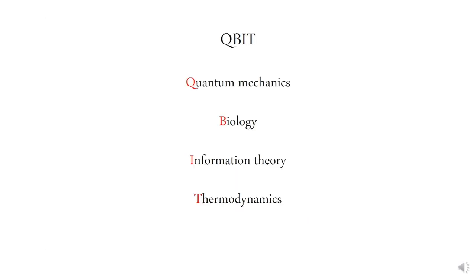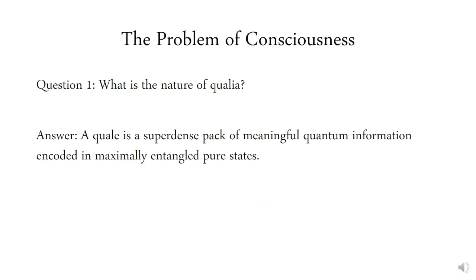I named this theory Qubit because it is a multidisciplinary theory that is primarily based on quantum mechanics, biology, information theory, and thermodynamics. I think that we can solve the problem of consciousness if we find answers to 4 questions. In fact, the Qubit theory formulates the problem of consciousness in 4 questions and attempts to provide preliminary answers for each question. In this slide, you see the first question.